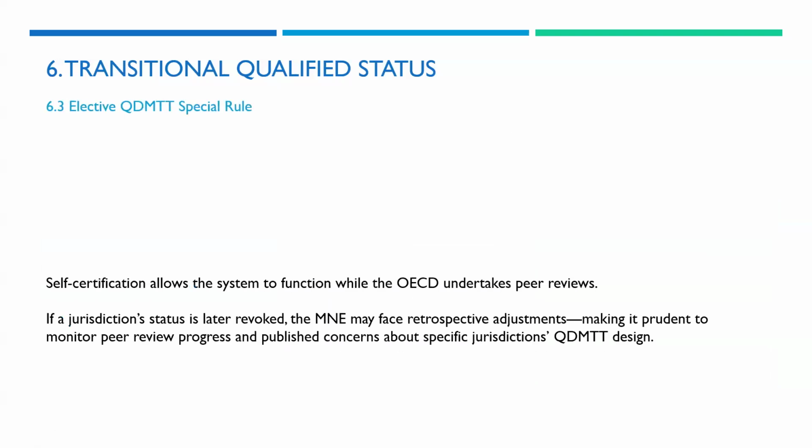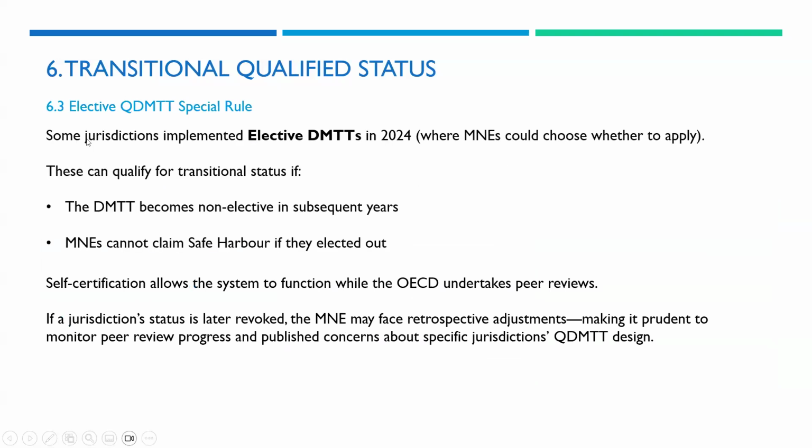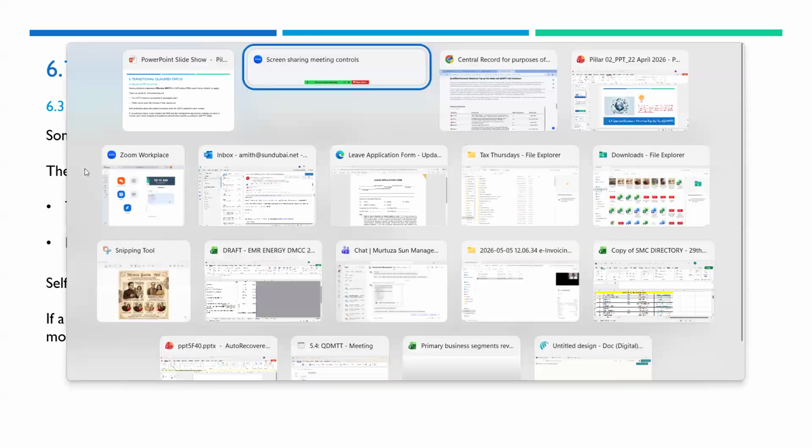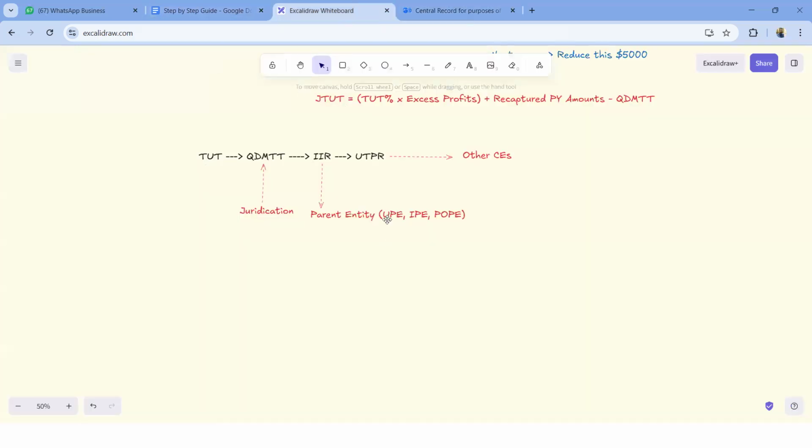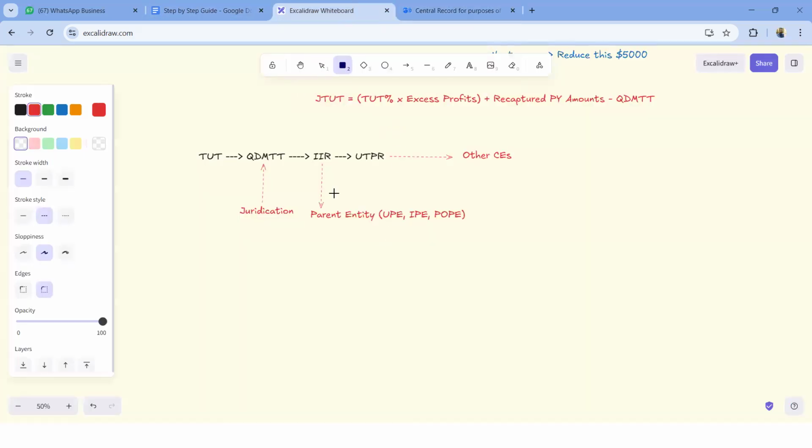Okay, now there is the elective QDMTT special rule. So what happens is some jurisdictions implemented elective DMTTs in 2024 where MNEs could choose whether to apply. Now what will happen, I'll tell you. So let's say that you are an MNE.